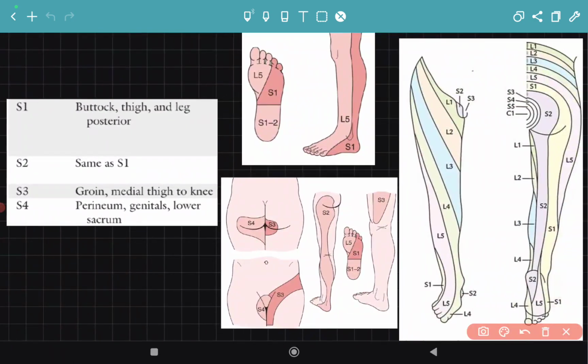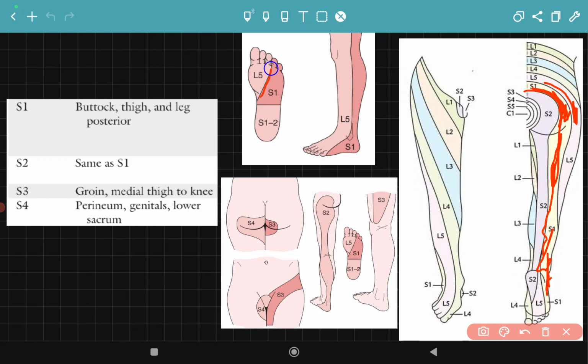After this, continuing with S1, after L5 continuing with S1, we can see the portion of buttock again. From L5 also we were having the buttock portion, and S1 again descending. So the buttock is being covered in S1, and also the thigh and leg posteriorly. So we can see here S1, the posterior thigh and the posterior leg region. The lateral side it is covering over here.